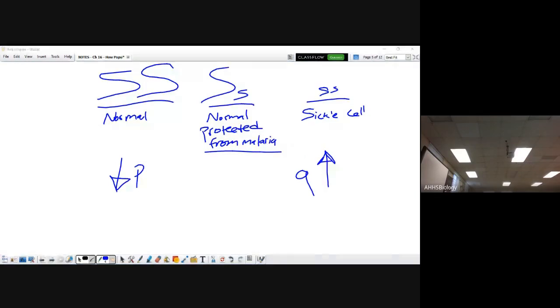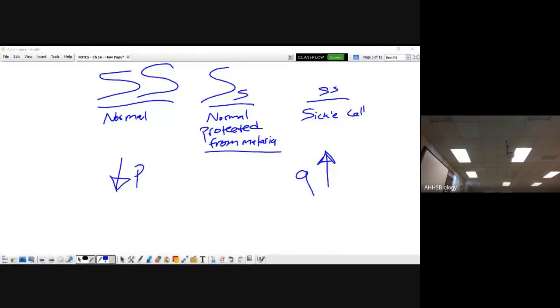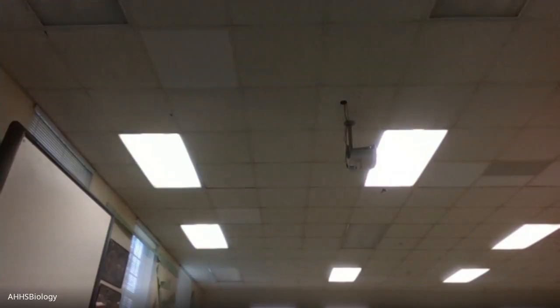So let me stop sharing again, and then we can make sure we work on that. All right, so the lab. Share that one. Window, there, share.